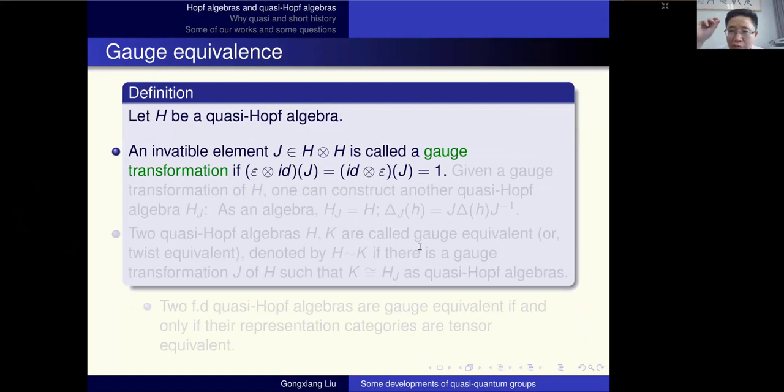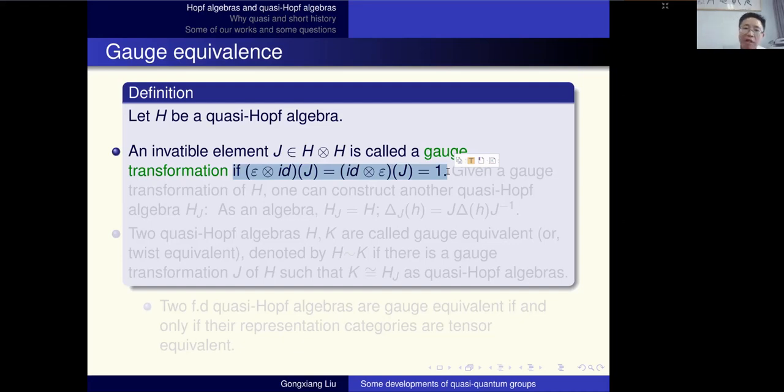For the quasi-Hopf algebra, we have two very important concepts. At first, we want to introduce the first concept. We call it the gauge transformation, also introduced by Drinfeld. So what's the meaning of the gauge transformation? An invertible element J belonging to H tensor H is called a gauge transformation if it satisfies this condition. The condition is not strong. Actually, it's a very loose condition, I think. So finding such an element is very easy. You can find it anywhere.